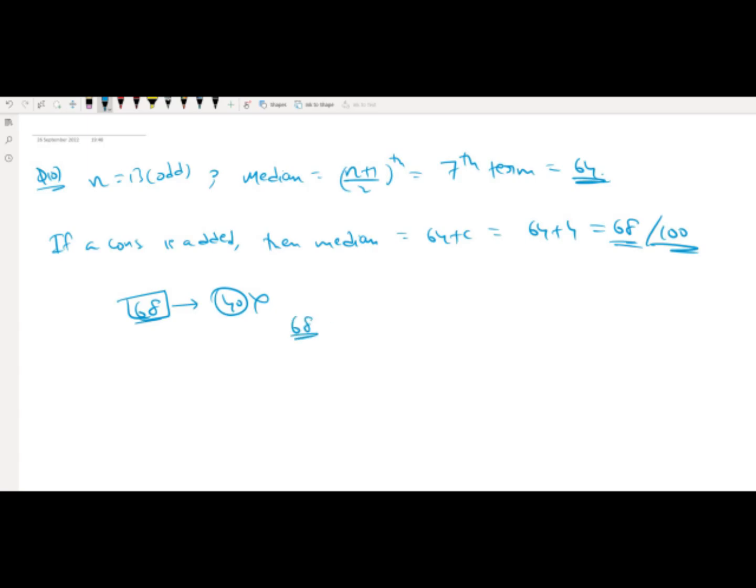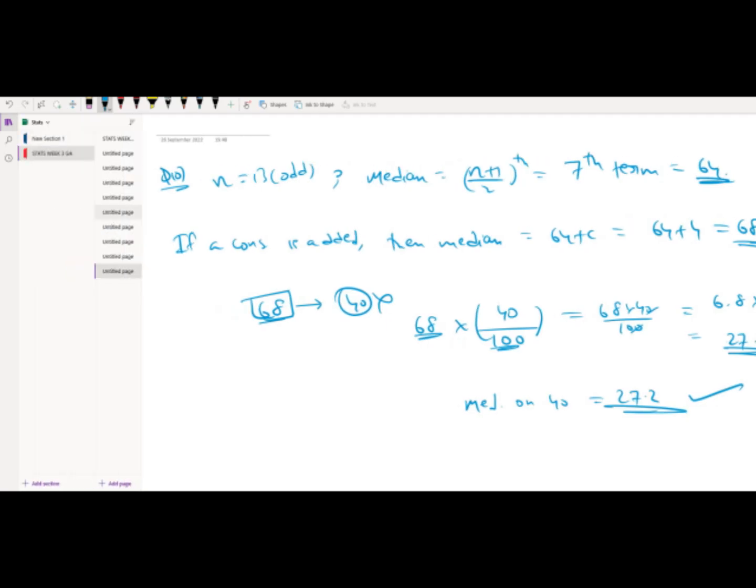This is very simple. We have the value 68 on a 100 scale, and we need it on a 40 point scale, so we multiply by 40 by 100. If you are asked about a 50 point scale, you write 50 here. Whatever scale is asked, we denote that in the numerator, and the 100 stays constant as the denominator. 68 into 40 by 100 is 6.8 into 4, which is 27.2. So our median rating on the 40 point scale is 27.2. With this we have solved our 10th question as well.